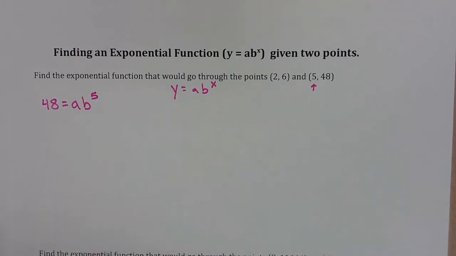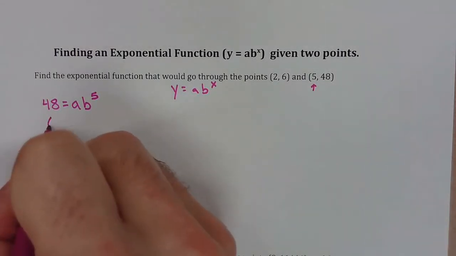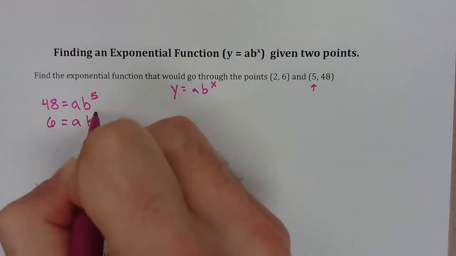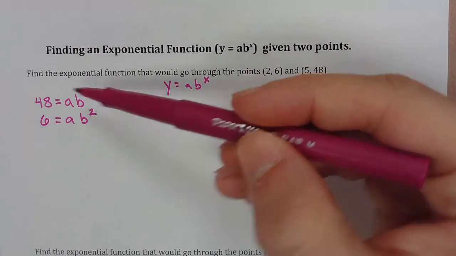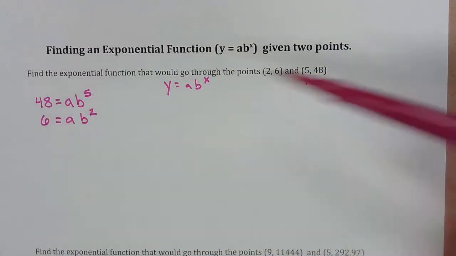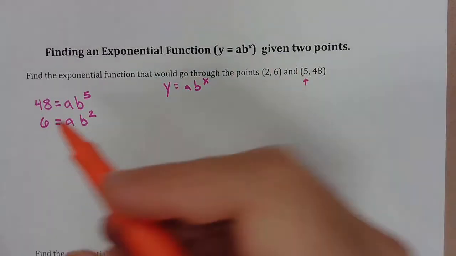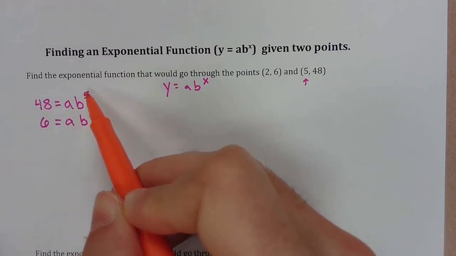Then we're going to write a second equation using our other point. So 6 equals ab to the second. Again, 5 comma 48 and 2 comma 6 are my 2 points. Now, why did we put the equation with our larger exponent on top?